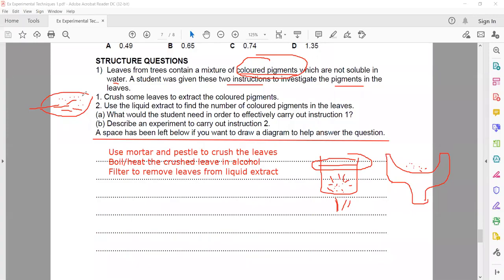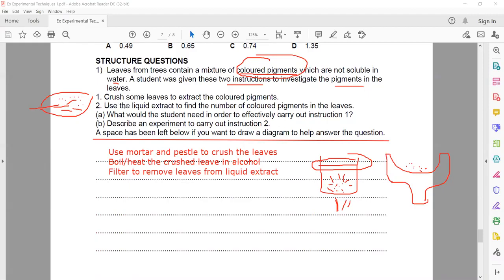To extract the color out from the leaves, you boil the water, or you heat the water, so that the color and taste are removed from the leaves. So the same thing happens here. To extract the color, we just heat it so that the color is removed from the leaves. Clear? Yes, sir.